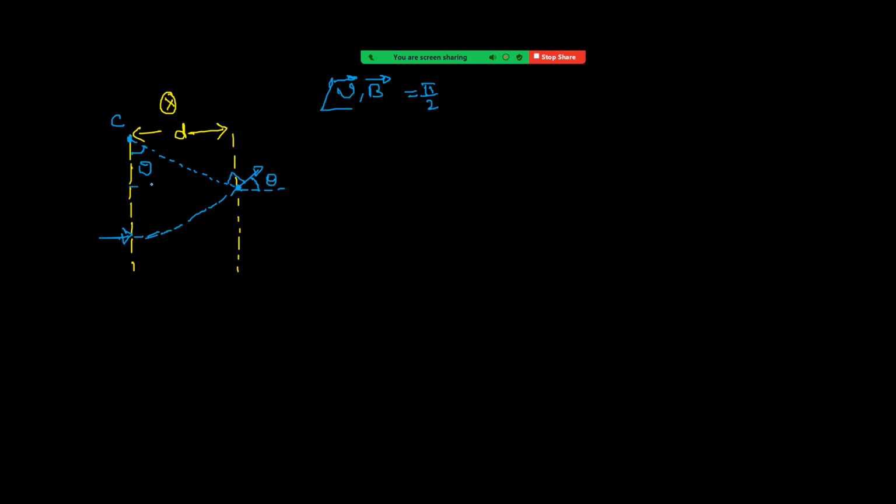And from this diagram, suppose this is A and this is now D. If you see the right angle triangle ACD, from that we can write sine theta equal to d by R, where R is now the radius of the circle. Now in this case, the condition is d must be less than R. When d is less than R, this value will be less than 1. In this, theta gives us the angle of deviation.